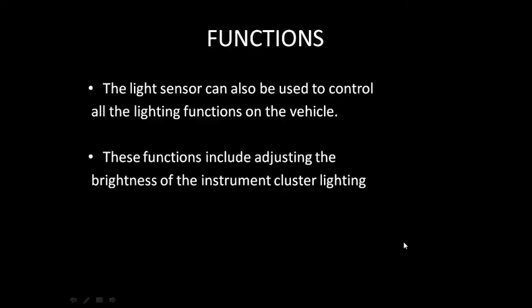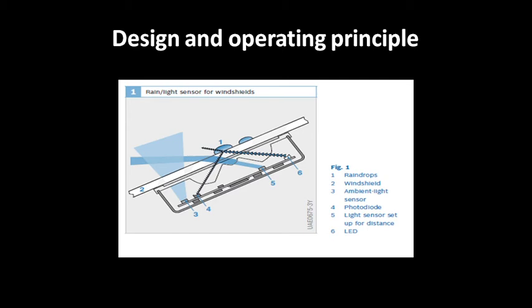Next, we are going to talk about its function. The light sensor can also be used to control all the lighting functions of the vehicle. These functions include adjusting the brightness of the instrument cluster lighting. Now we are going to discuss the design and operation principle of both the light and rain sensor.